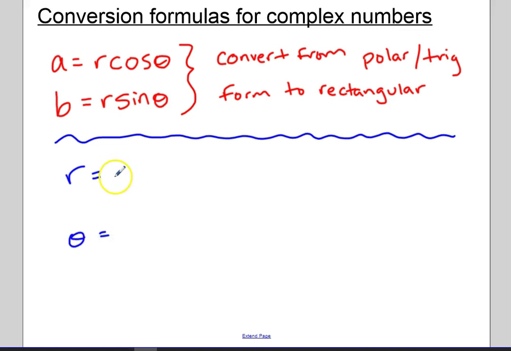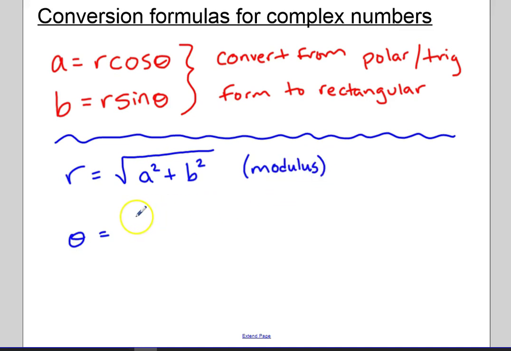So the r would normally be the square root of x squared plus y squared. I think you may have that in your notes. So the x is now the a, it's just a squared, and the y is now b. So r is the square root of a squared plus b squared. That's called the modulus of the complex number. You don't have to know that, but write it down.